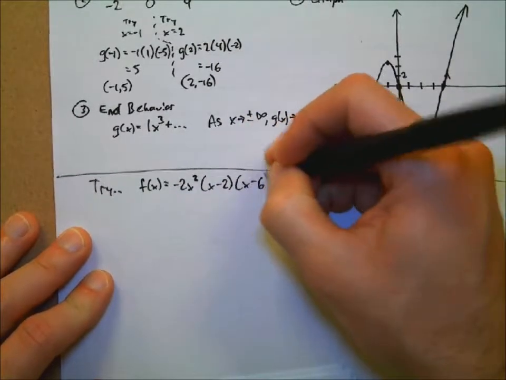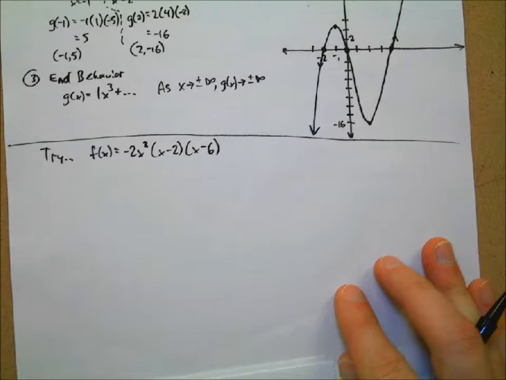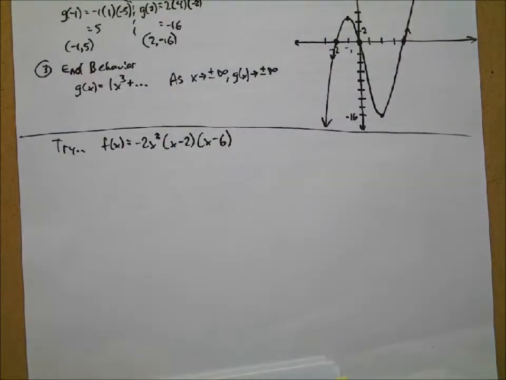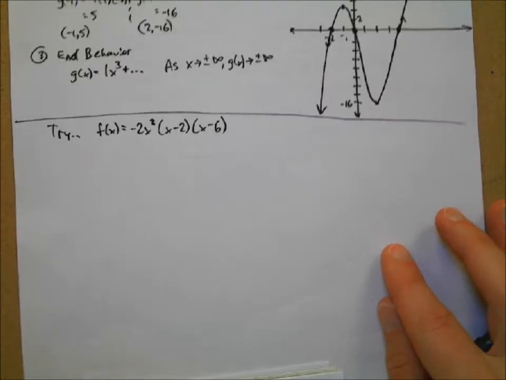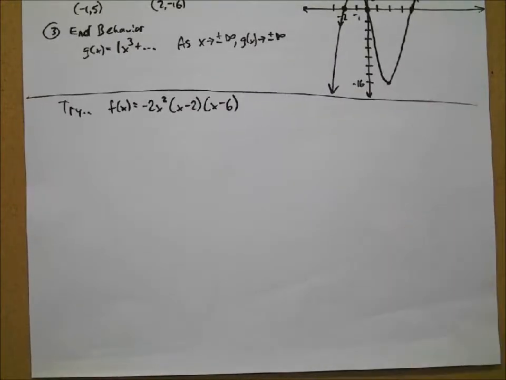Okay, so here's one for you guys to try. -2x squared times (x minus 2) times (x minus 6). Give that one a try. Again, find the zeros, the middle behavior, what happens between the zeros, and the end behavior. And then graph it, of course. And I will do the same. Feel free to use your graphing calculator after you've graphed it to check your work. But try to avoid using it to spoil yourself.